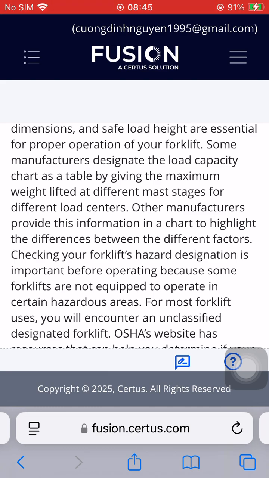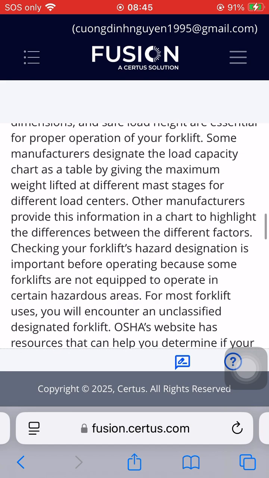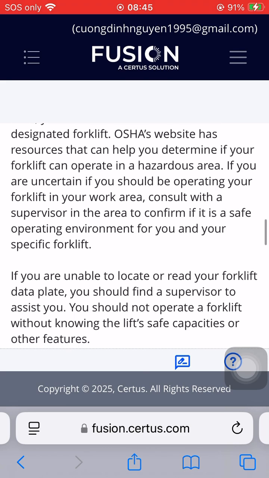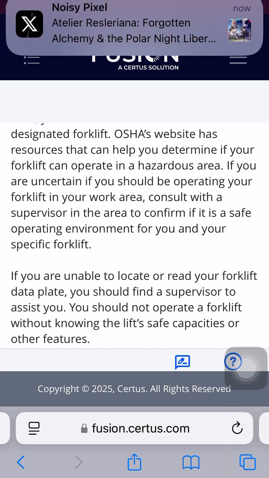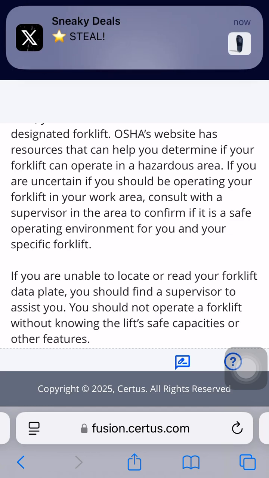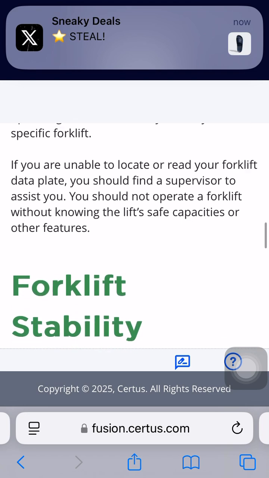Checking your forklift's hazard designation is important before operating because some forklifts are not equipped to operate in certain hazardous areas. For most forklift uses, you will encounter an unclassified designated forklift. OSHA's website has resources that can help you determine if your forklift can operate in a hazardous area. If you are uncertain if you should be operating your forklift in your work area, consult with a supervisor in the area to confirm if it is a safe operating environment for you and your specific forklift.